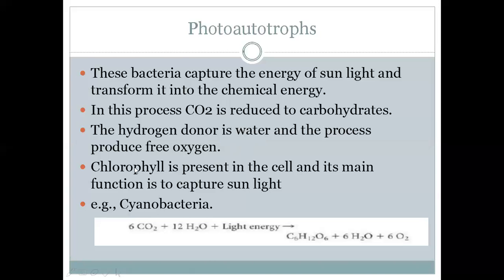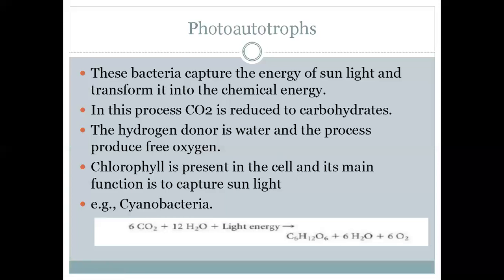And one more important component required for photosynthesis is the pigment called chlorophyll. Since childhood days, we have learned that chlorophyll is required for photosynthesis. Here, in bacteria also, bacterial chlorophyll will be there, so that is required for photosynthesis. An example is cyanobacteria, and this is the overall equation for photosynthesis which is being carried out in bacteria.